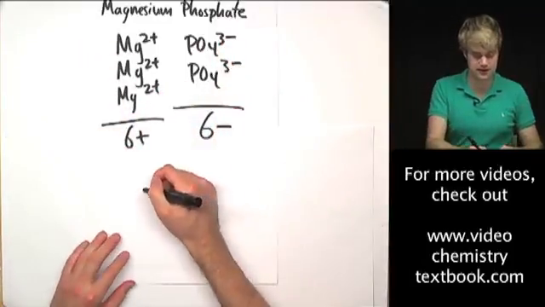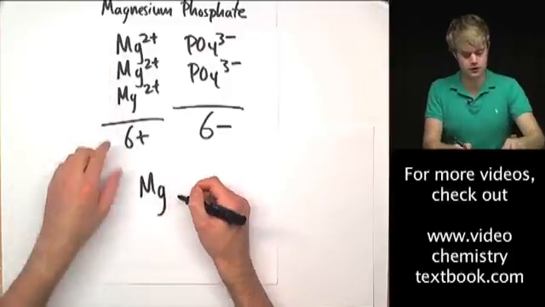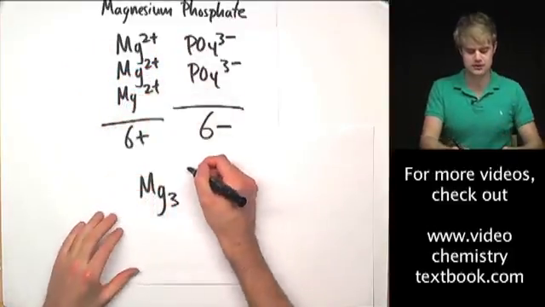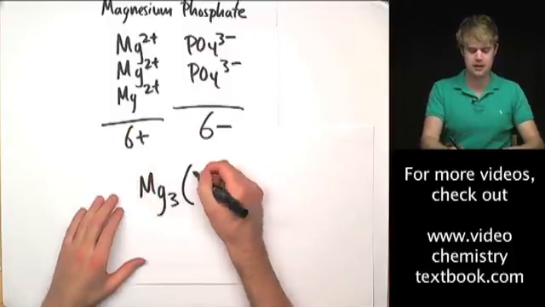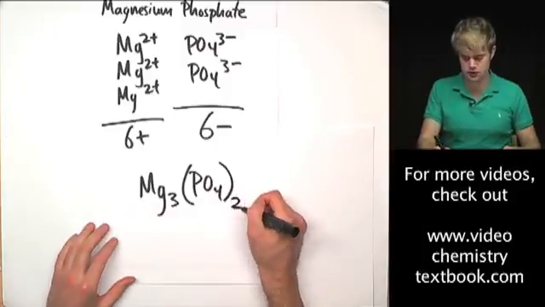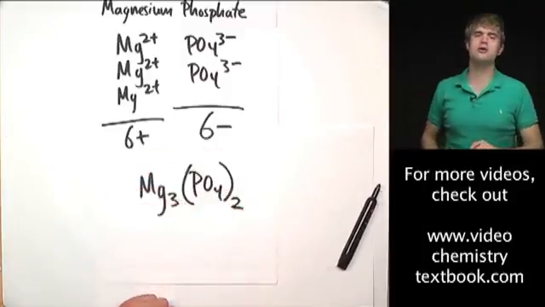And now I'll write this as Mg, 1, 2, 3, and PO4. I need 2 phosphates, so I've got to break out those parentheses, PO4, multiply that whole thing by 2, so I use parentheses and put a 2 there.